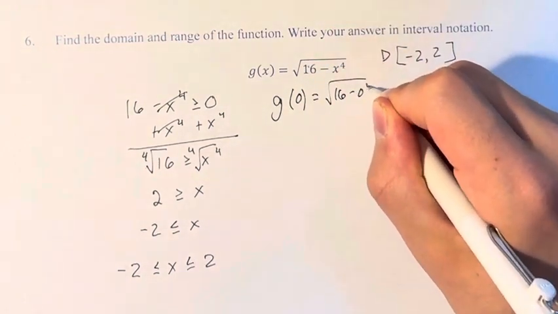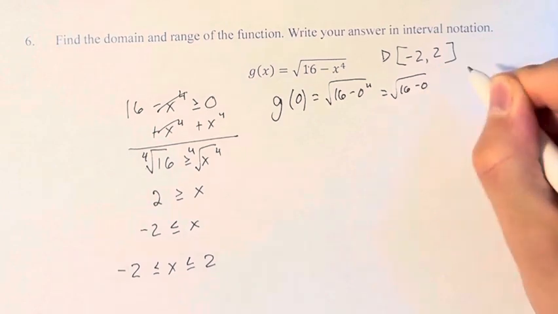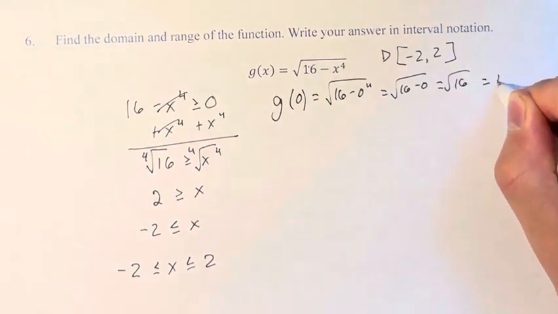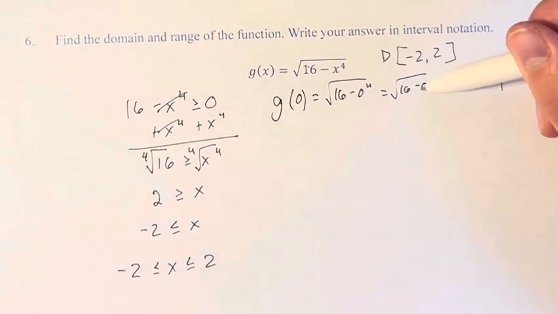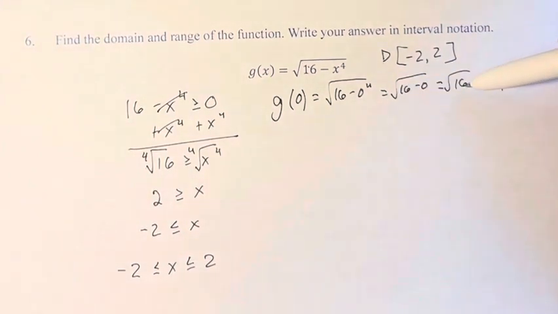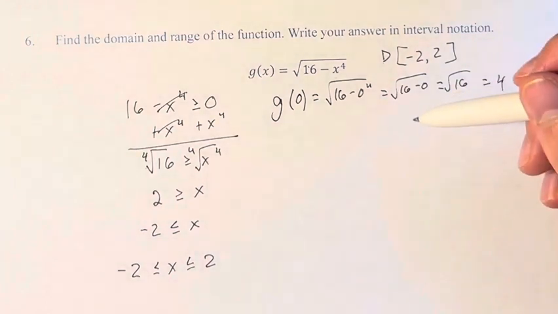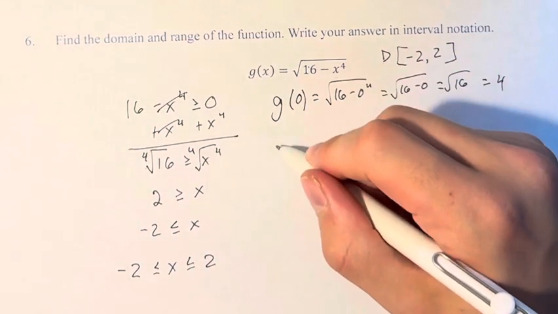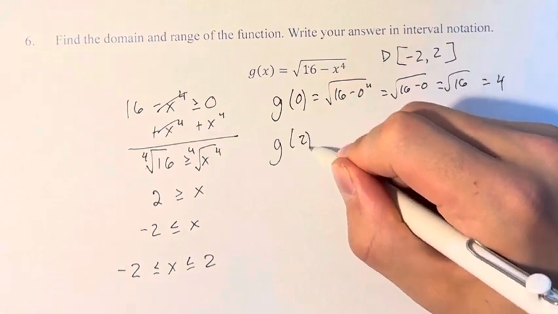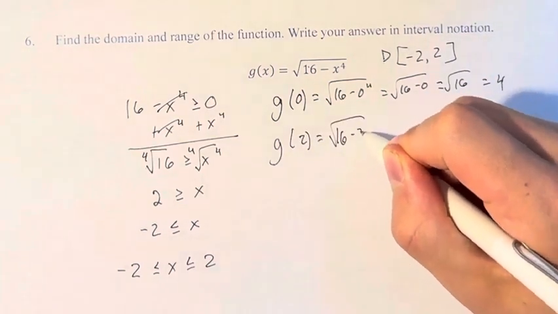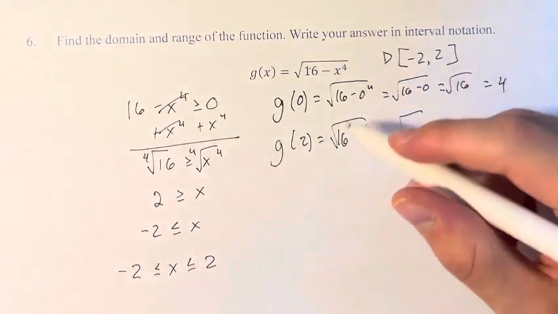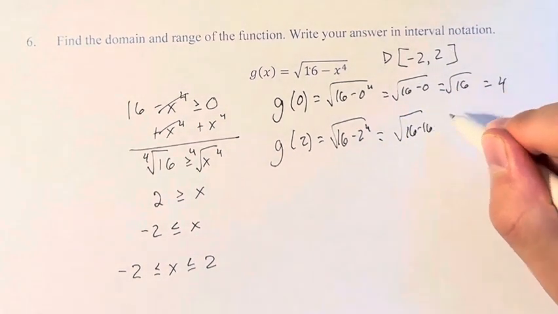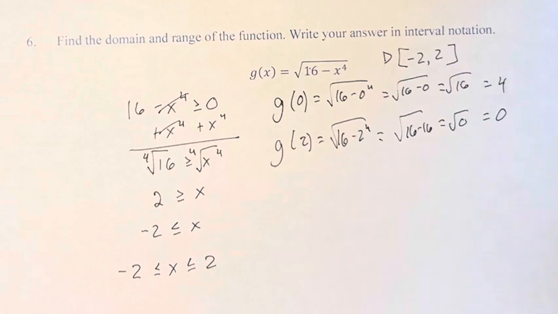the square root of 16 minus 0 to the fourth, which is the square root of 16 minus 0, which is the square root of 16, which is 4. Any other number would have a positive fourth power here that we'd be subtracting from 16, which would make it less than 16, which would make this less than 4. The smallest value that's possible is, for example, g of 2, where we have 16 minus 2 to the fourth, which is 16 minus 16, which is the square root of 0, which is 0.